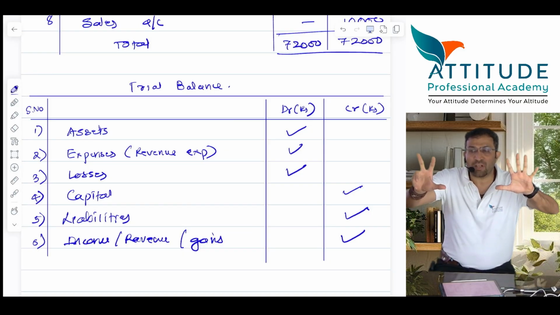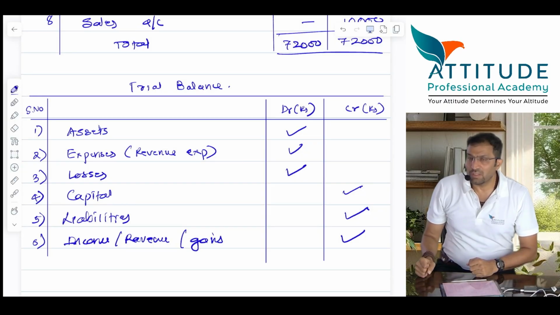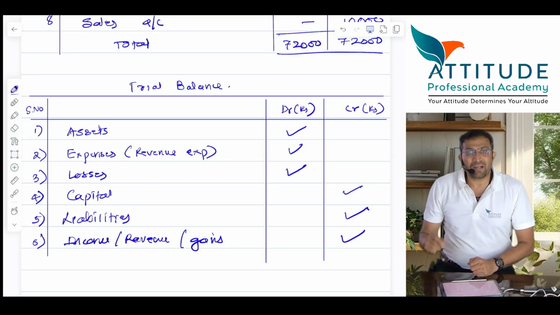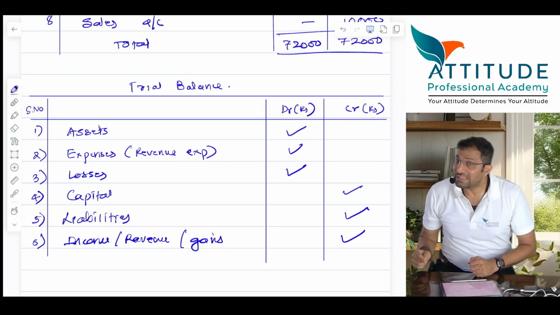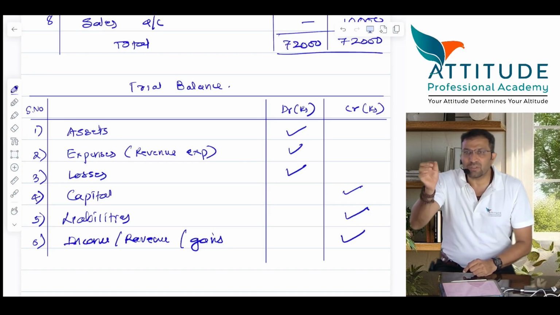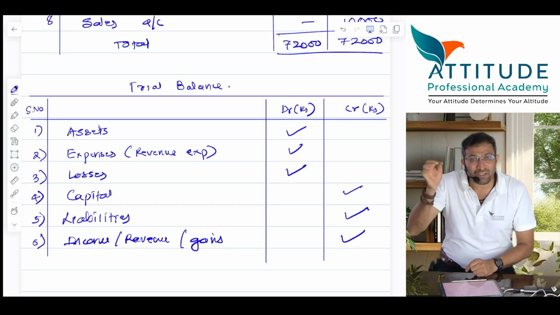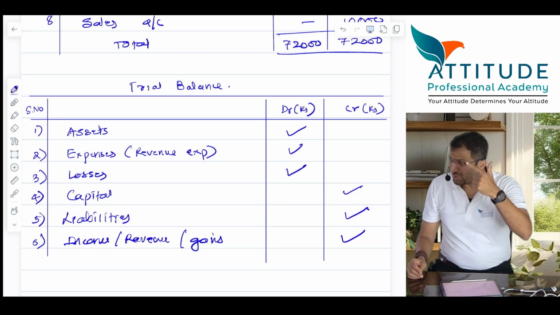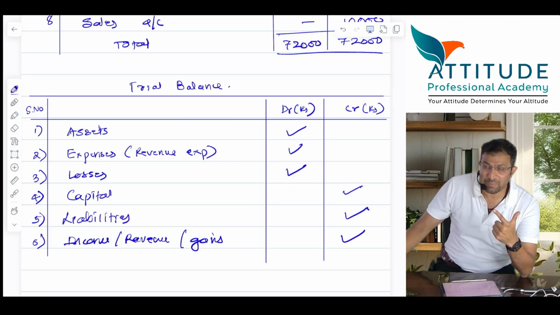There are 8 types of subsidiary books. 1. Purchase day book or purchase book. Purchase day book records all the goods which are purchased on, tell me, credit. All the goods, not fixed assets. Goods means the goods in which you are dealing in. If they are purchased on credit, they are recorded in what book? Purchase day book.